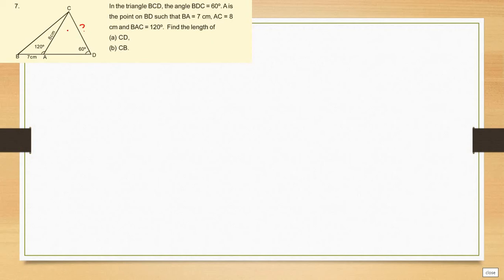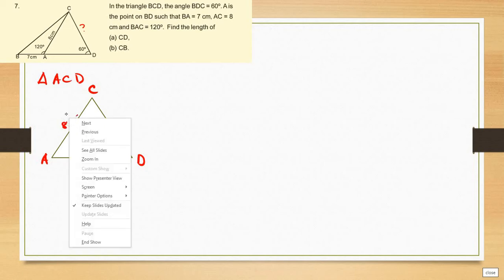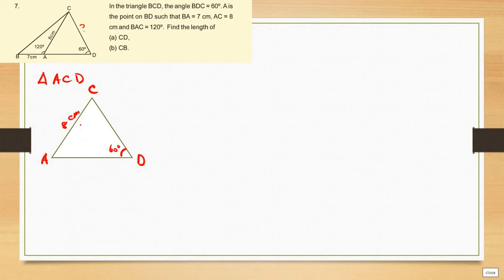CD. So if you're going to look at CD, we analyze this triangle first. It's part of ACD. So we're going to consider first triangle ACD. Okay. So if you're going to look at triangle ACD, again, this is C, this is A, this would be D. This is 60 degrees. This is 8 centimeters. Sorry, 8 centimeters. And that is A.